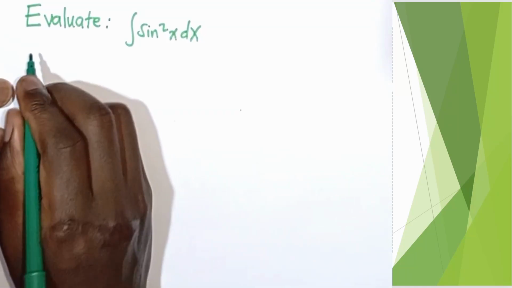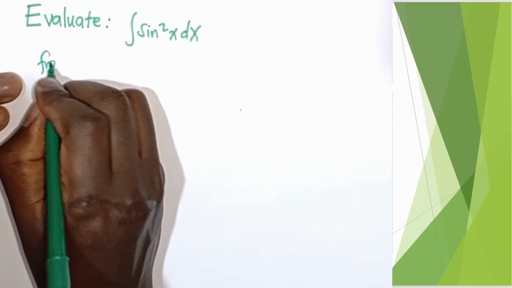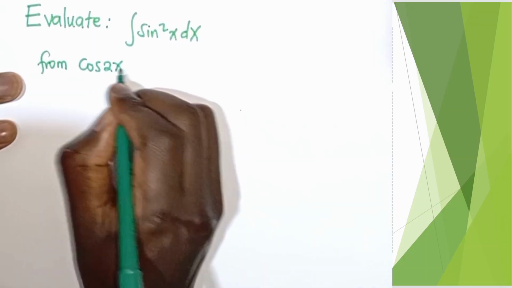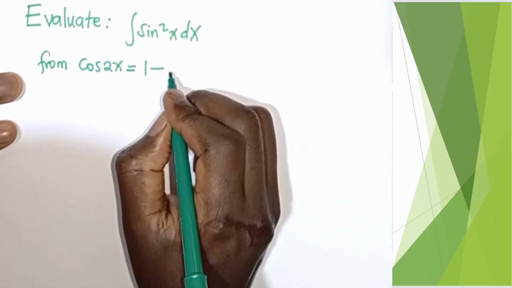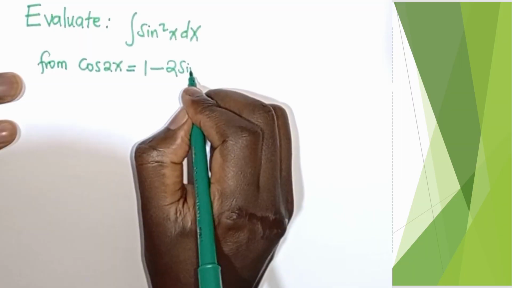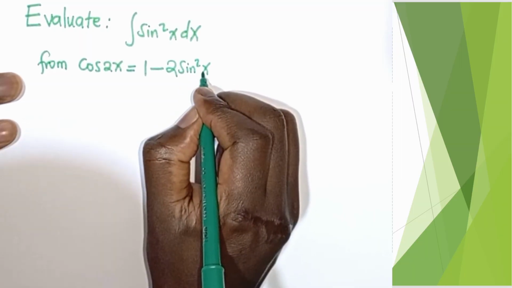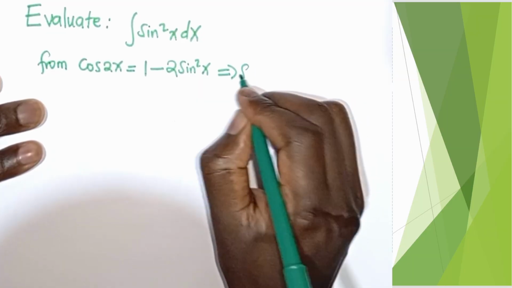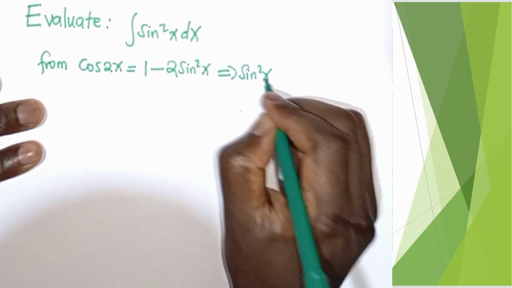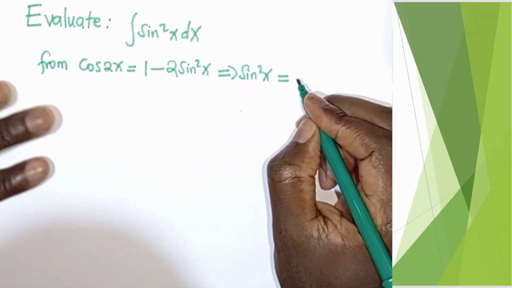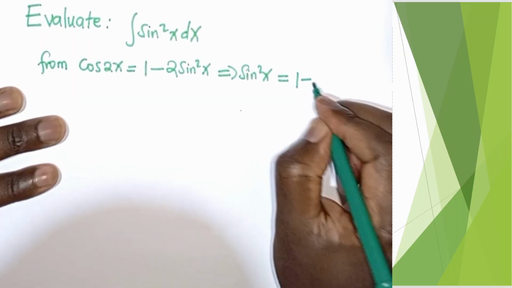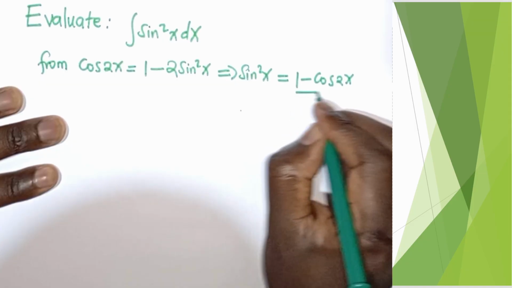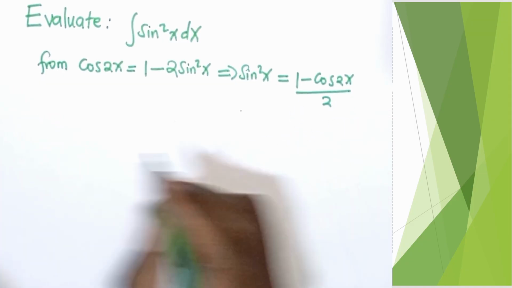To integrate sine squared x dx, we start from cos 2x is equal to 1 minus 2 sine squared x. That's an identity in trigonometry. So we make sine squared x the subject. So sine squared x is equal to 1 minus cos 2x, all over 2.